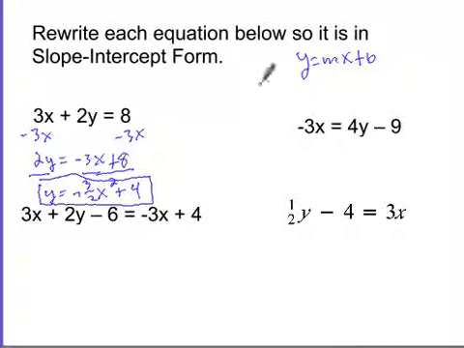Okay? All right, how about this next one? Negative 3x equals 4y minus 9. Add 9 to both sides. Is it okay if I go ahead and rewrite it like this? 4y equals negative 3x plus 9. Is that all right? Yes. Okay. What's the last step? Divide by 4.